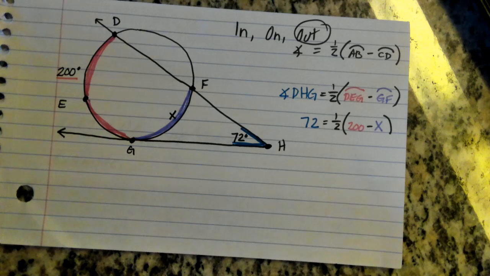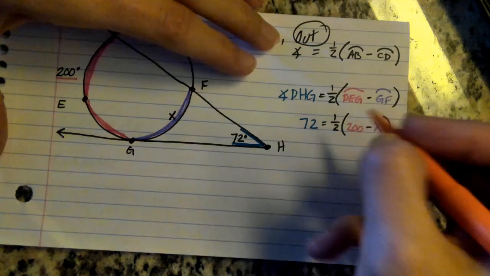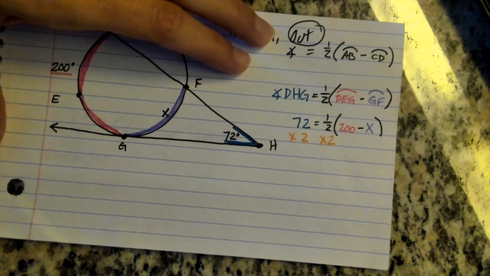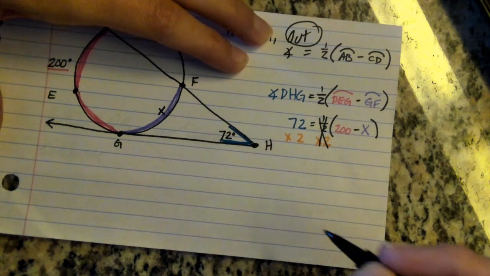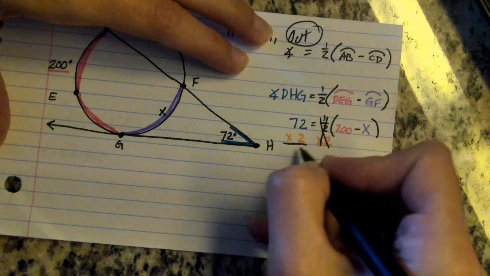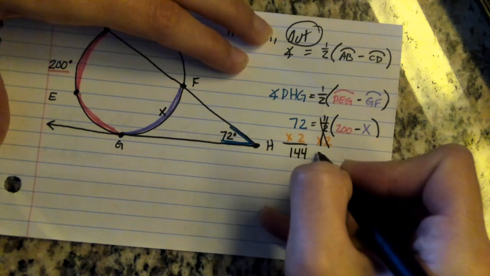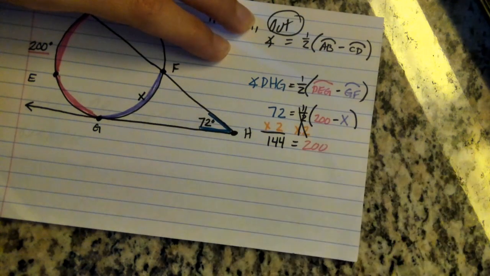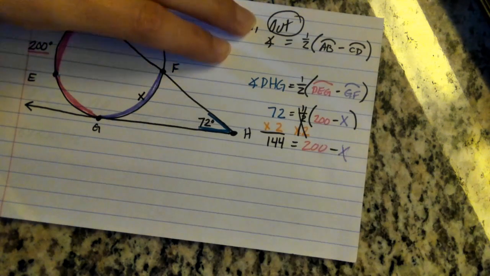First step, we need to do the inverse operation of multiplying by 1/2, which is technically dividing by 1/2, but another way of saying it, taking 1/2 is dividing by 2. So what is the opposite of dividing by 2? Multiply by 2. So if we multiply both sides by 2, this will cancel. And then over here, we will wind up with 144 is equal to 200 minus the X. Sorry, a little sloppy there.